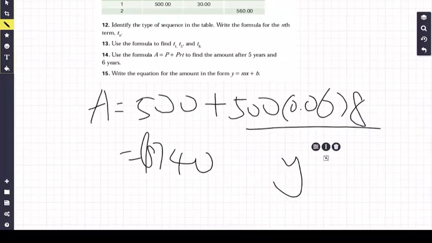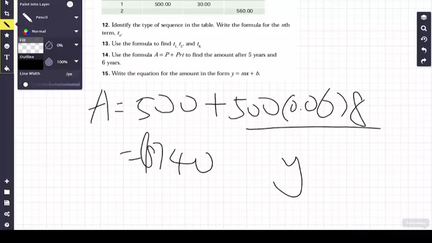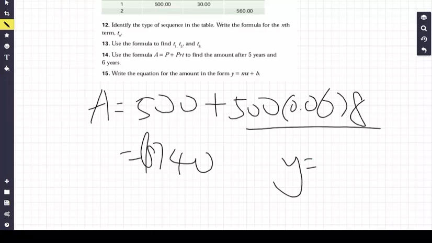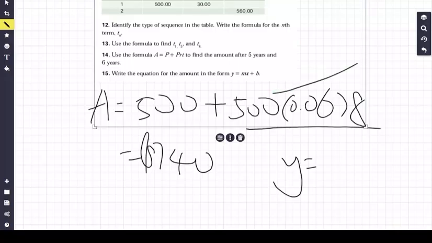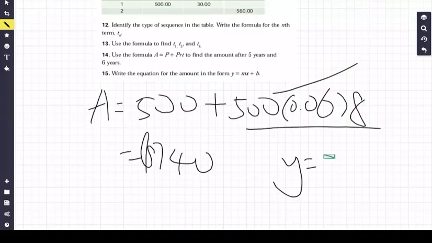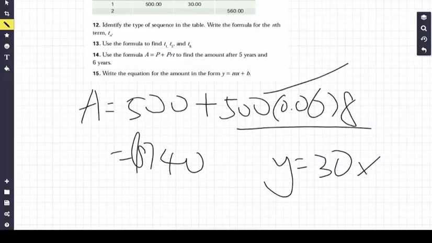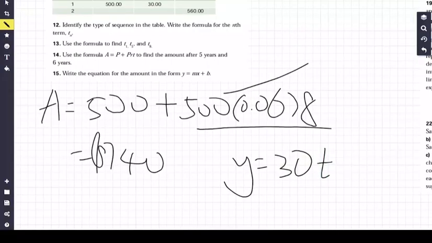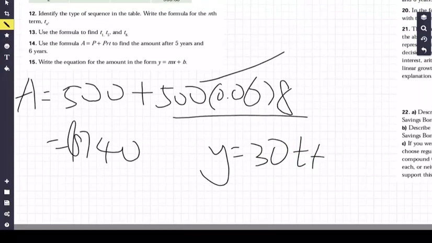So we know that our intercept is going to be at 500 because that's how much we started. Now it's all about how you're going to define your variable. So I will go ahead and multiply these terms together. 500 times 0.06, and that's going to give me 30, because we're growing by 30 each year. Okay, I'll use t. 30t plus our intercept 500, and we're done.